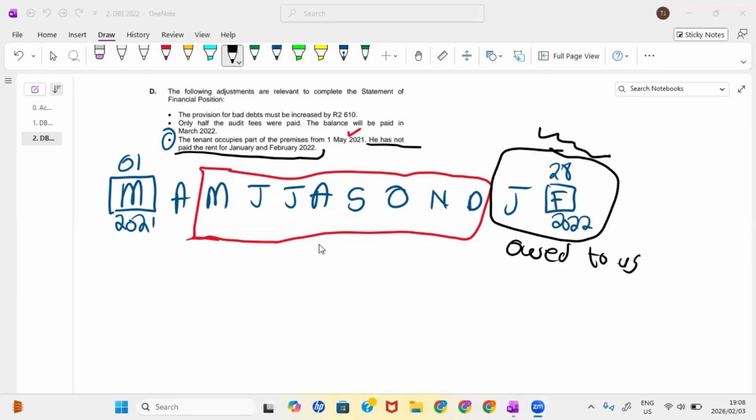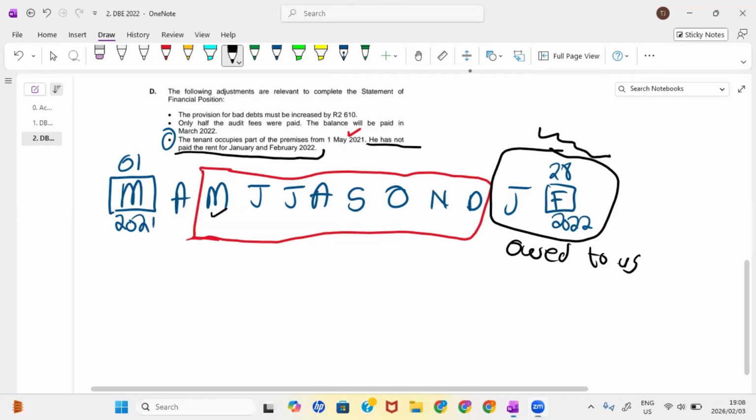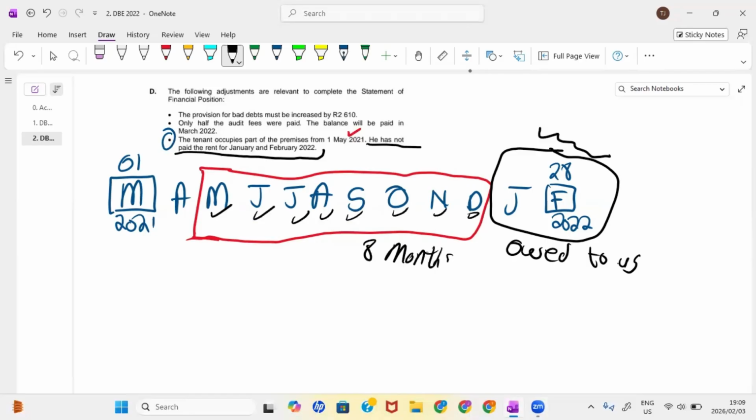It's 8, né? Why we are looking at the red part, né? The months that I have circled in the red part. These are the months we have received. If you are saying 10, that means you are also counting January and February. But remember, they said he has not paid for January and February rent. So it's 8, né? Let's count. Starting from May. 1, 2, 3, 4, 5, 6, 7, 8. So we actually received the rent for 8 months.